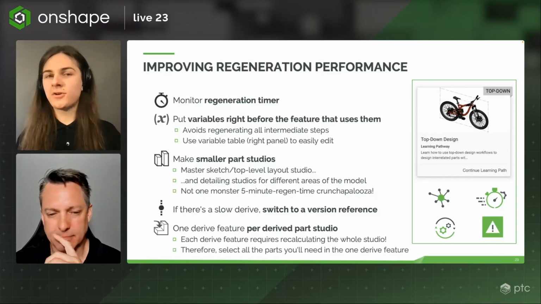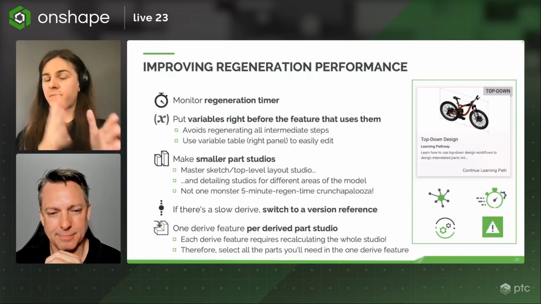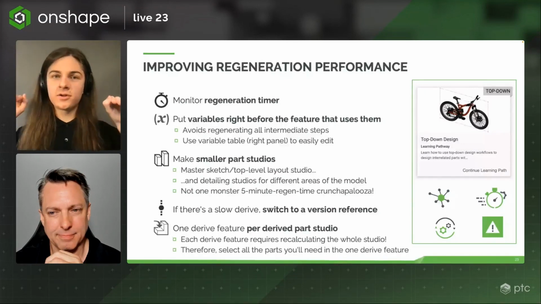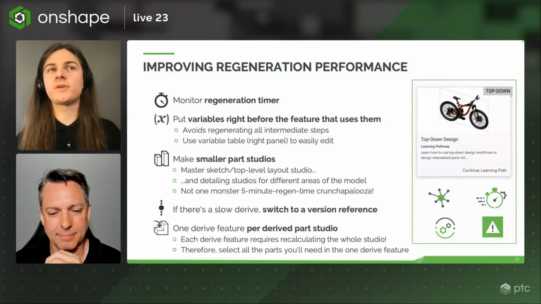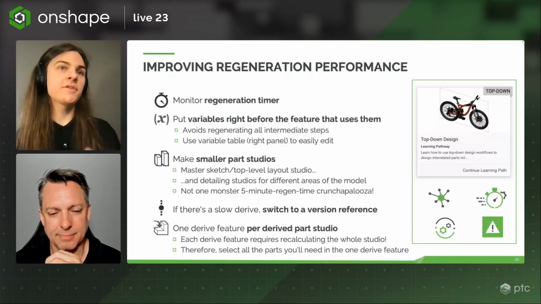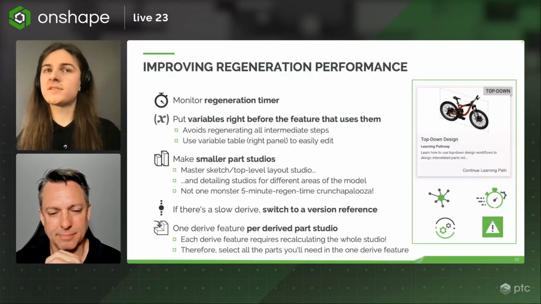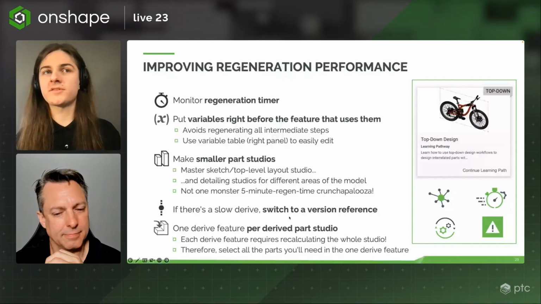One thing that's often said about CAD is that it can't be parallelized because it's single-threaded. Well, it turns out with Onshape, as long as you have Part Studios that are regenerated in parallel, it'll all go really fast. So that's something special about Onshape's architecture. Also, if there's a slow derive, switch it to a version reference, since that'll regenerate much faster. Finally, one derive feature per derived Part Studio.